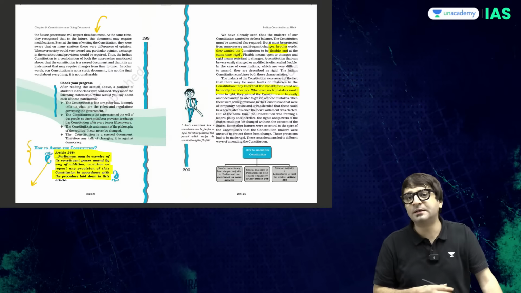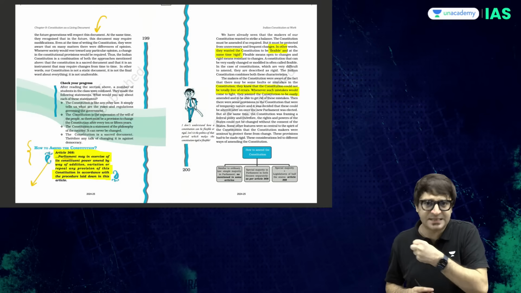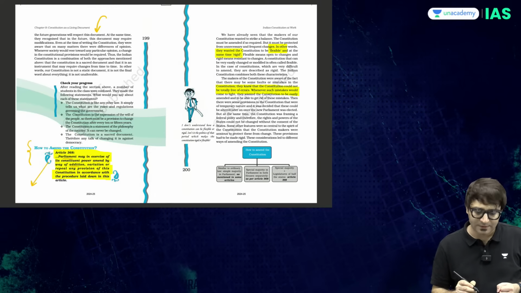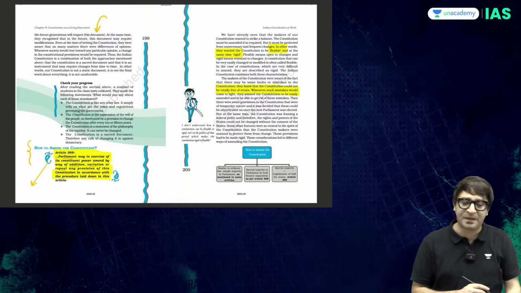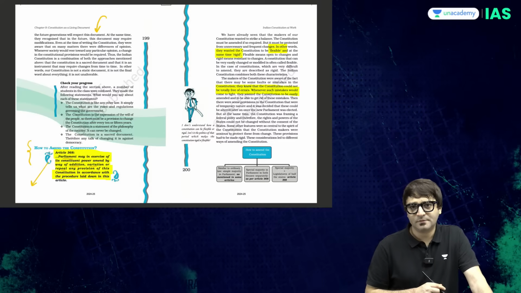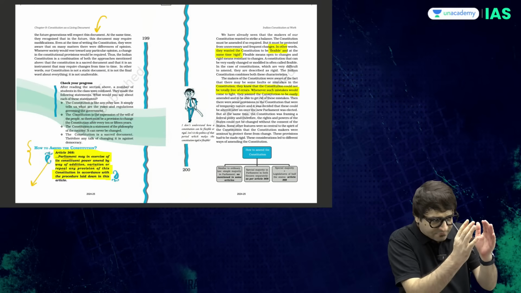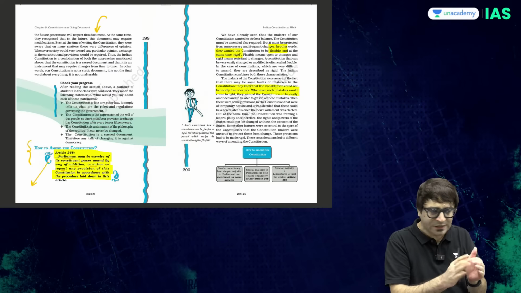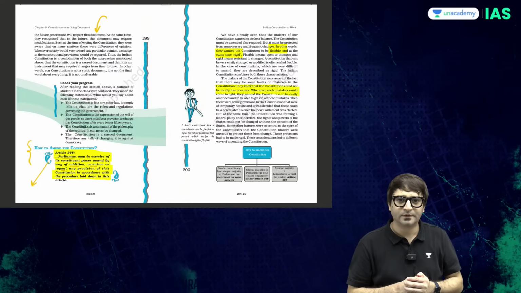And what is this amendment? Parliament will exercise its power. It can add something, it can vary something in the constitution, it can repeal any provision of the constitution. This is what we call amendment. Adding something to the constitution, varying or modifying something in the constitution, and repealing something from the constitution. That is what we call amendment.